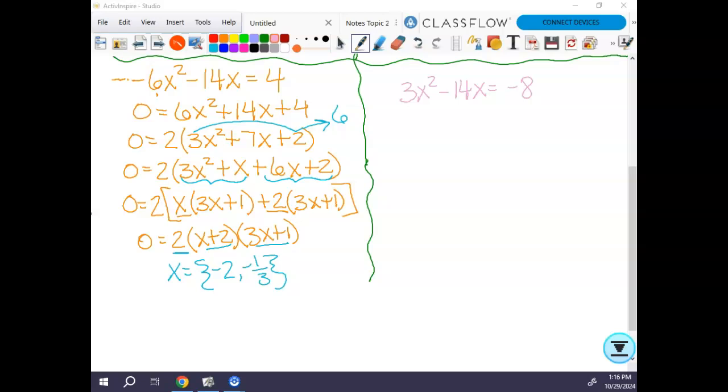First thing you have to do is set it equal to 0, honey. So you're going to move that over. Okay. Add 8 to both sides. There you go.